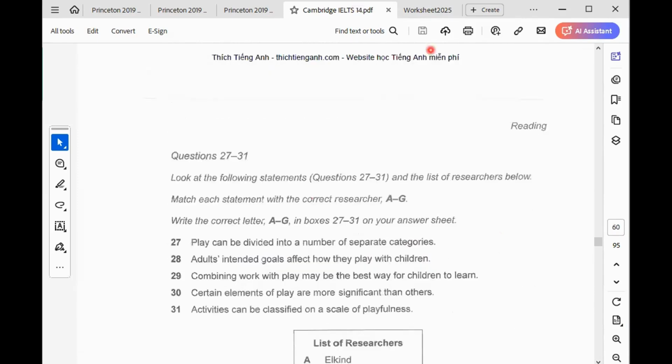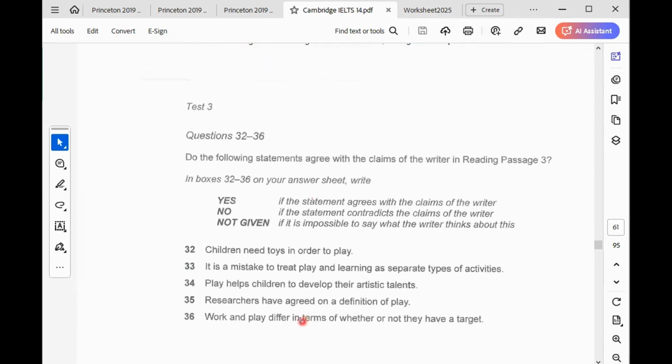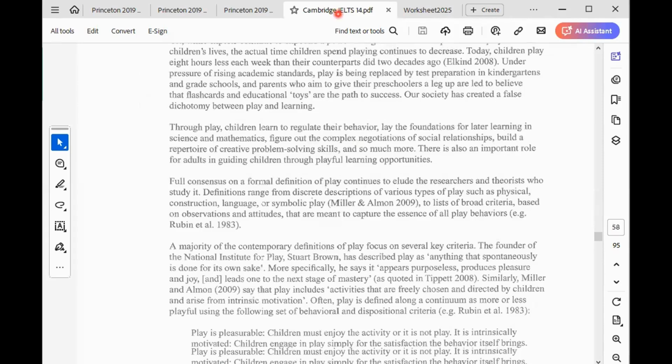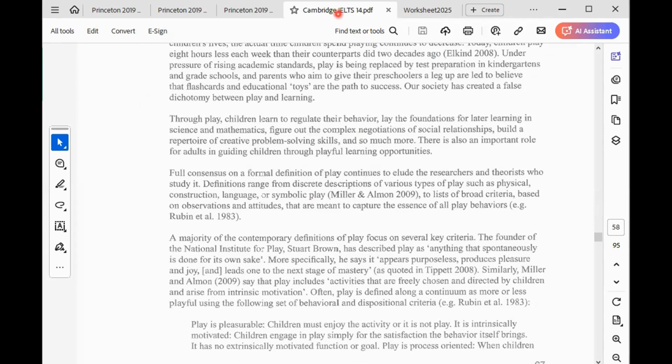And then number 36, the last question. Work and play differ in terms of whether or not they have a target. Work and play differ. Work and play. So play definitions range from, there's nothing, they didn't talk about work and play differ here.